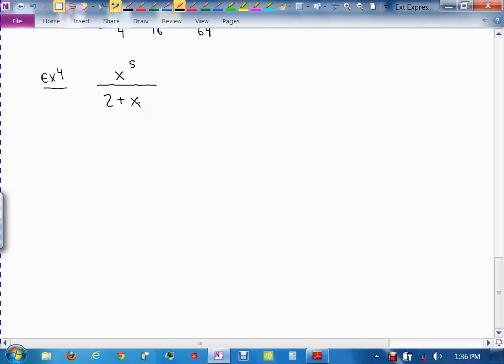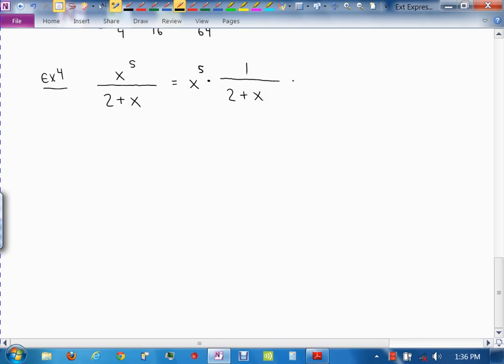All right. Look at this one. Yeah, uh-oh. You're not happy? Any ideas? Pull out what? Yeah, why not? Pull the x to the fifth out front as multiplication times 1 over what? How about 2 plus x, like that, right? Now pull out a 2 so you can get a 1 down there.